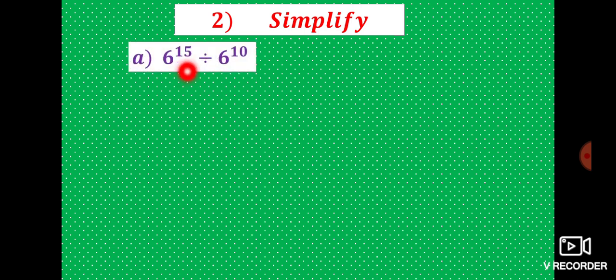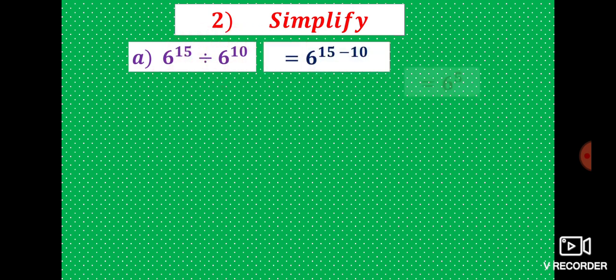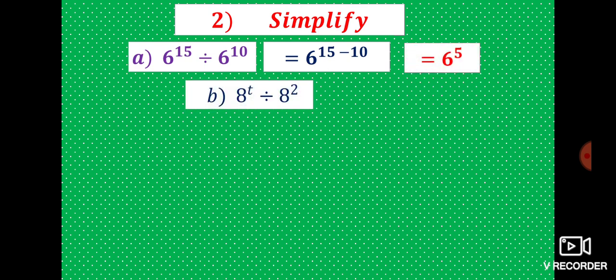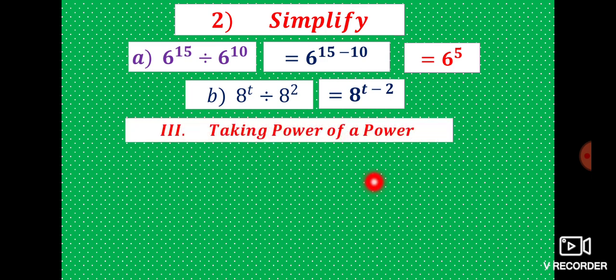6 raised to 15 divided by 6 raised to 10. You subtract the powers because division and same base. 6 raised to 15 minus 10, 6 raised to 5. 8 raised to t divided by 8 square. Subtract the powers. 8 raised to t minus 2. Next, third law, taking power of a power.